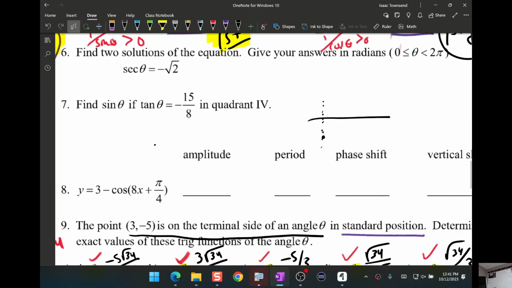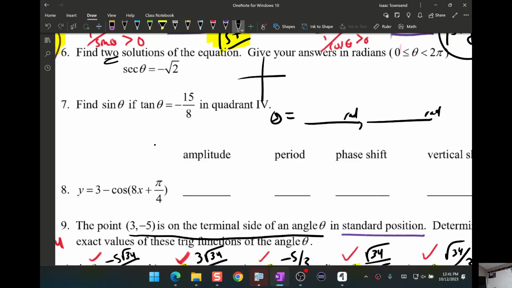Okay, number 6, find 2 solutions to this equation. Give your answer in radians and 1 trip around the circle, from 0 to 2 pi. Okay, so this is a backward unit circle question. The unit circle will usually tell you the angle and you go find the ratio. But this one's telling you the ratio and asking you to go find the angles. And it's telling you that there's 2 spots where this is true.